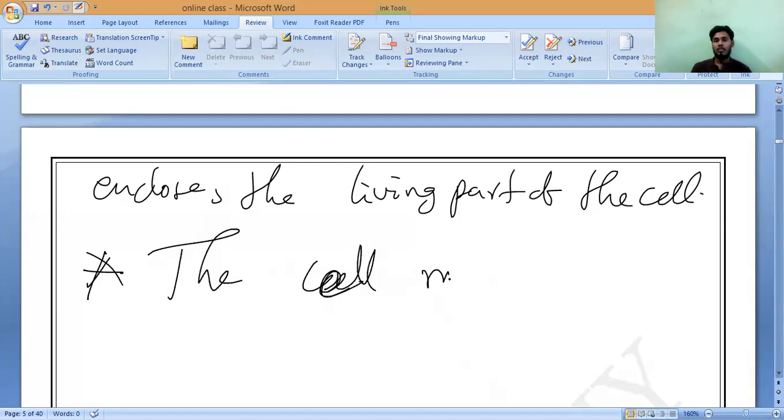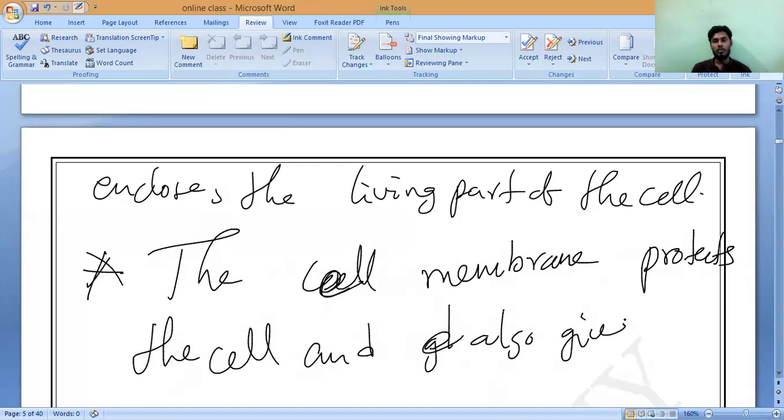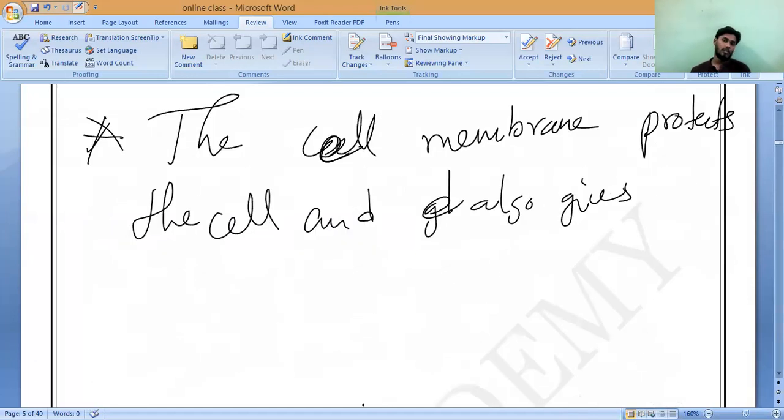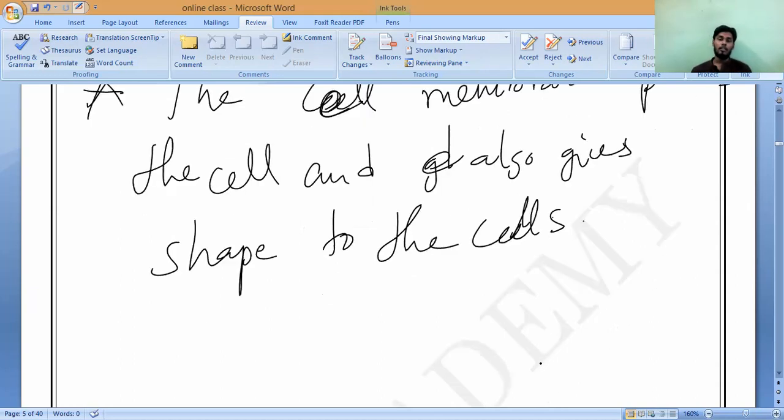The cell membrane protects the cell and also gives what? Shape. Also gives structure to the cell. Gives shape to the cell. You are understanding already? Yes, sir. That is very, very important.